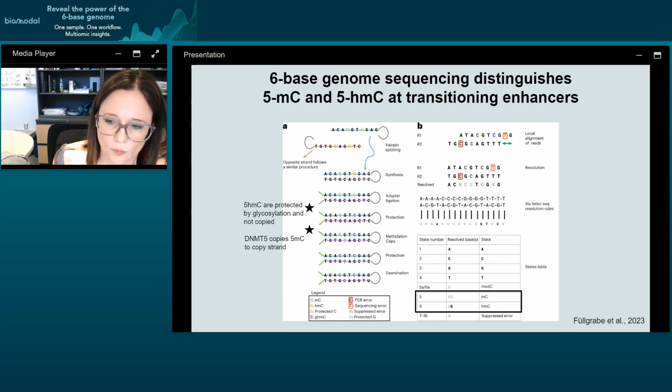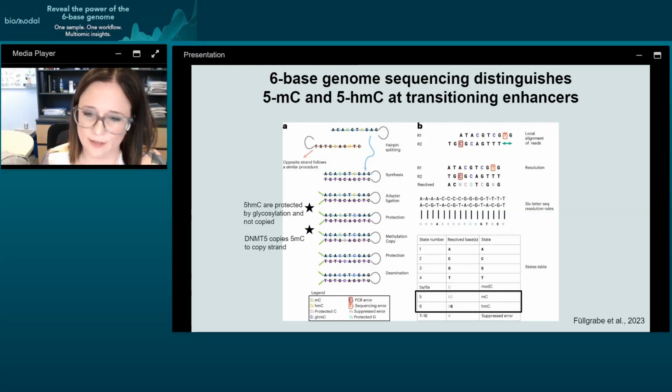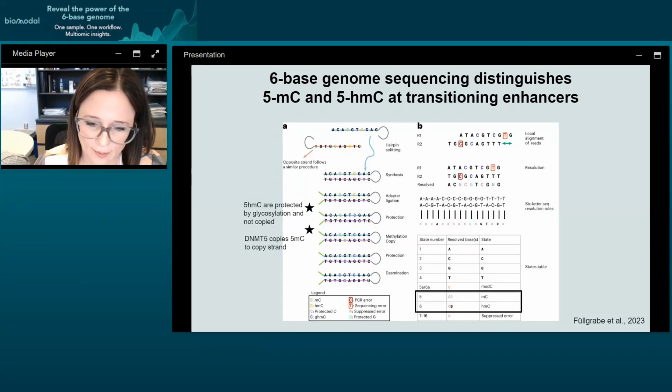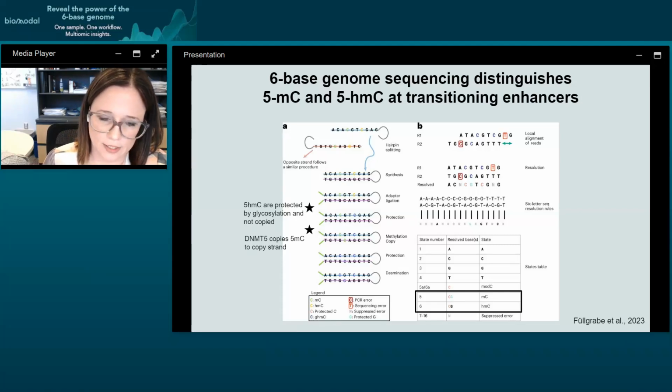So what we did is, and actually a lot of the data that I'm about to show is very, very new, but we found out that we could get access to this assay and this protocol that would allow us to distinguish between 5MC and 5HMC. And so what this protocol does is it takes advantage of a different type of methylation sequencing, which is the enzymatic methylation sequencing.